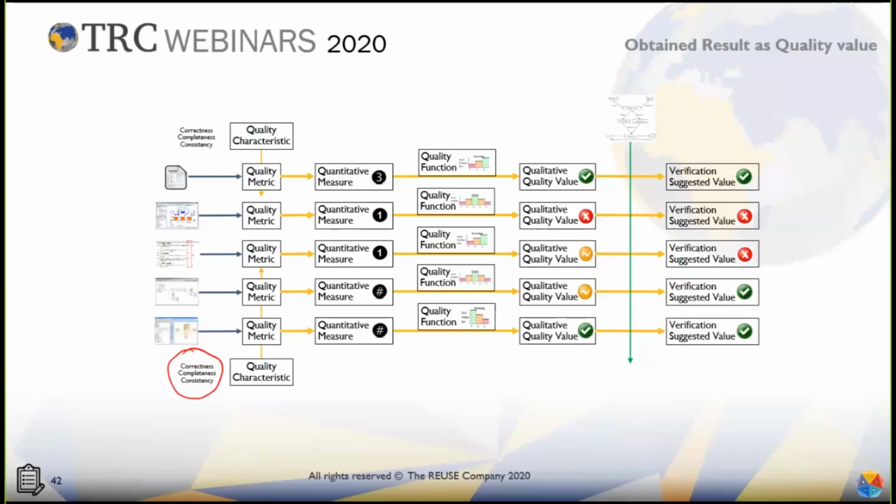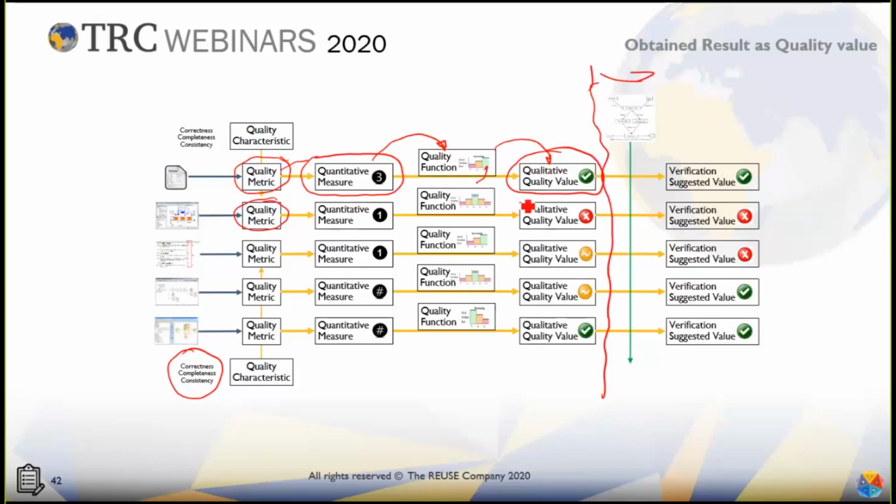In order to manage these characteristics, we define metrics. So you can create quality metrics for a particular quality characteristic. And for this quality metric, we calculate a measure. Then this measure is confronted against a quality function. If this measure happens to come here, we can give a qualitative value for quality: quality is good.